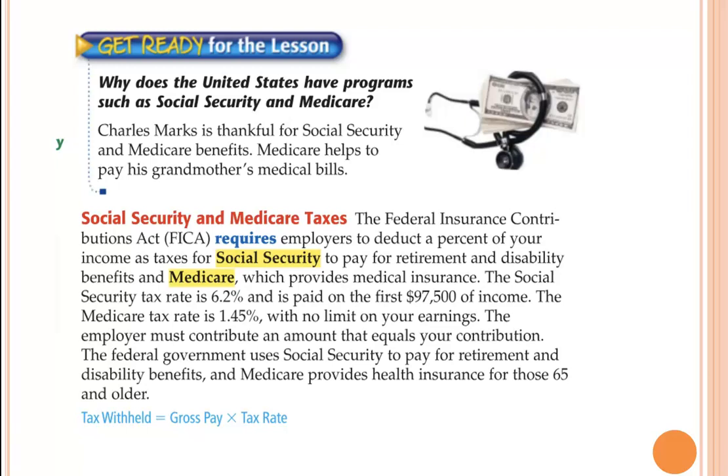The Social Security tax rate is 6.2% and is paid on the first $97,500 of income. The Medicare tax rate is 1.45% with no limit on your earnings. The employer must contribute an amount that equals your contribution. The federal government uses Social Security to pay for retirement and disability benefits, and Medicare provides health insurance for those 65 and older.